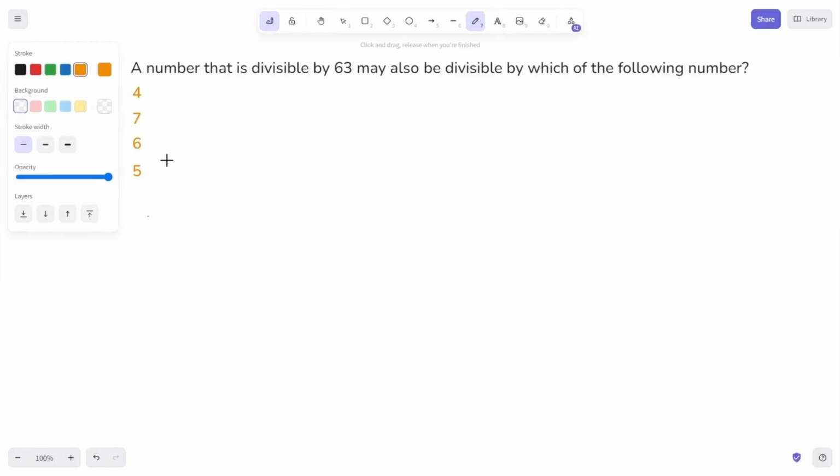As you can see, our question is: a number that is divisible by 63 may also be divisible by which of the following numbers? Let me clarify. If a number x is divisible by 63, then x will always be divisible by all the factors of 63. If a number x is divisible by a number y, then x will always be divisible by all the factors of y.